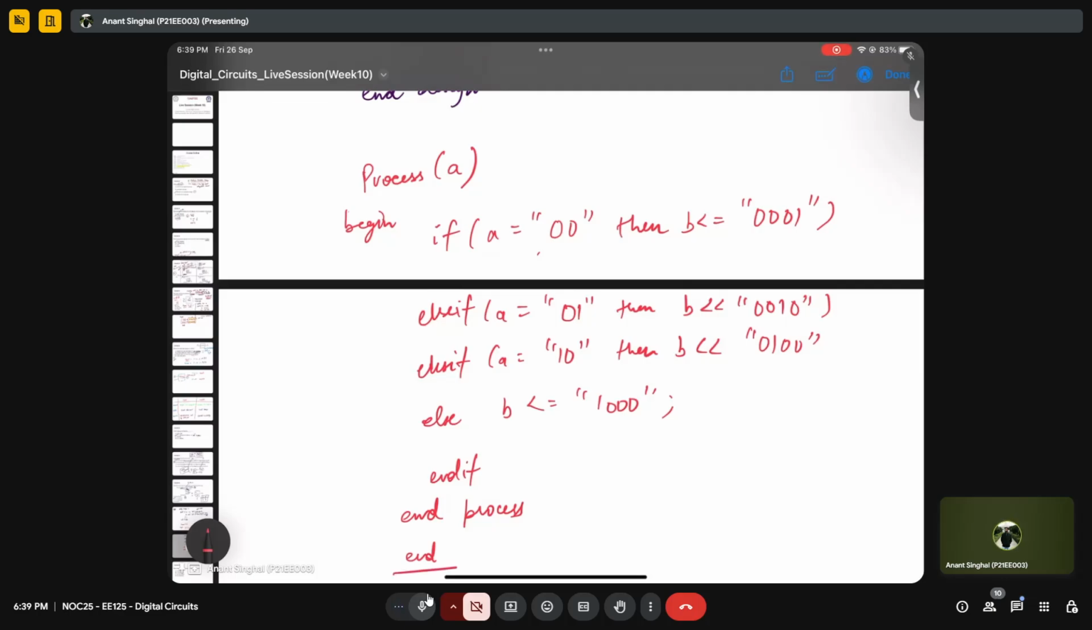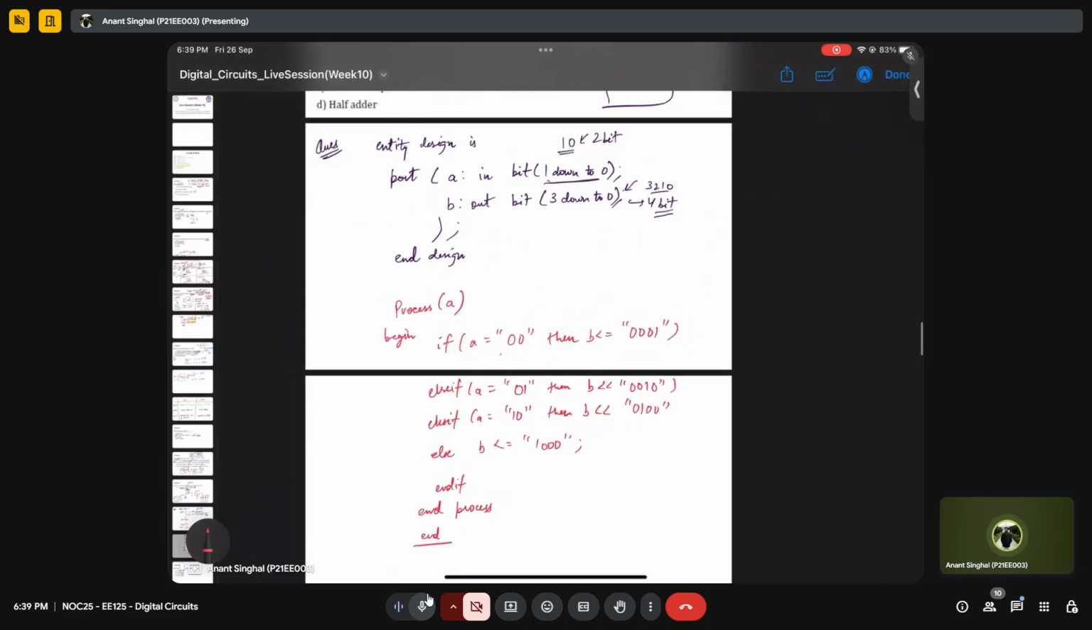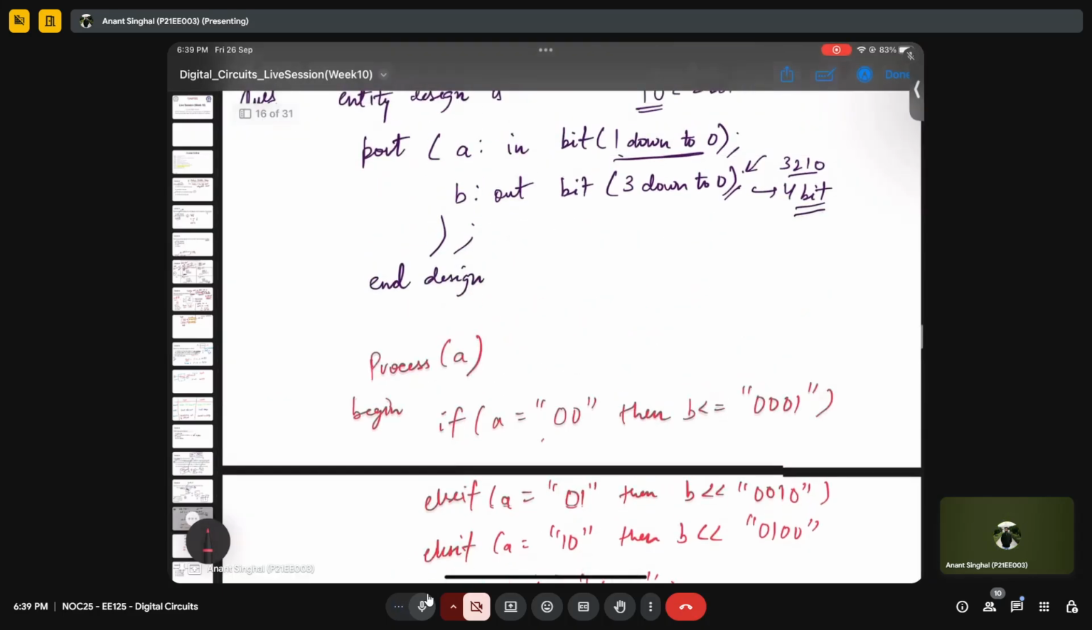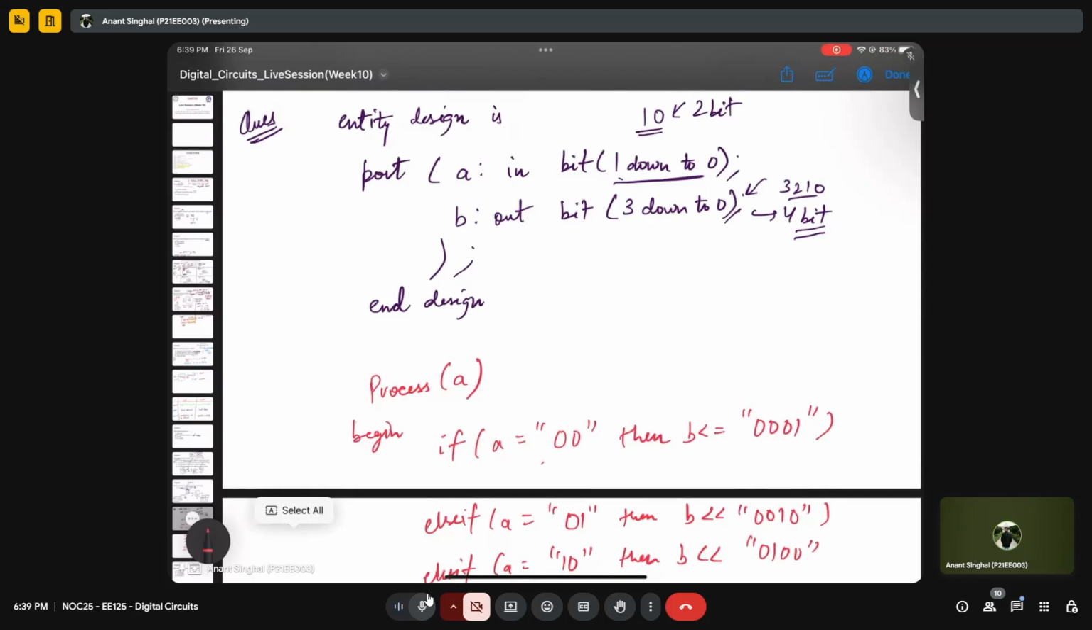Yeah, just end this. So this is the whole code. One is the entity design, in which your inputs and outputs are defined, and then the working of the circuit is defined in the process. So you need to find out which kind of combinational circuit this is. Like the previous one was a multiplexer, so you need to tell me what kind of circuit is this. Are you all able to understand the problem?